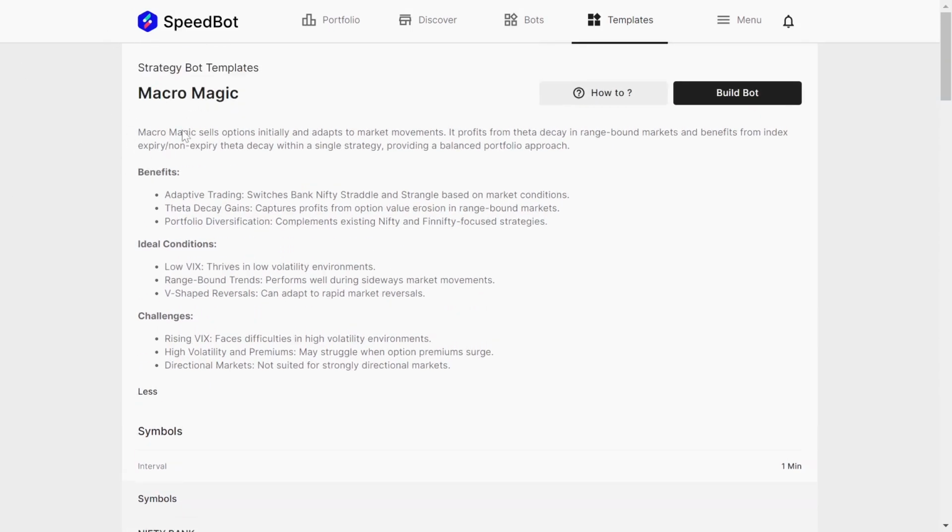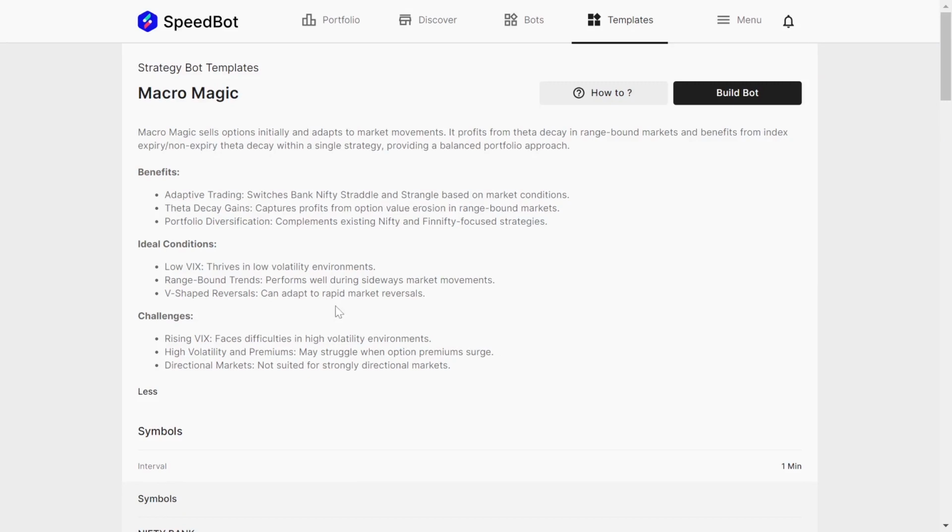So when can this strategy be used, in which market conditions? Whenever your VIX is low, that is, currently the market VIX is around 12 to 13. At this particular VIX, you can use this strategy template. It is for when the markets do not move rigorously, that means there would be times that the market would be range bound, going up and down. This strategy usually adapts to rapid market reversals, right?